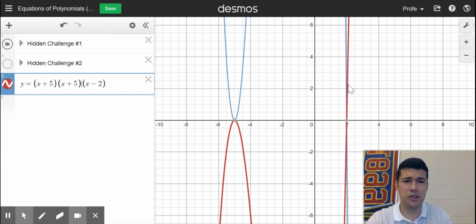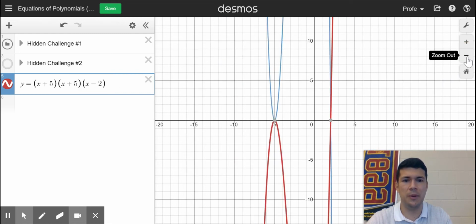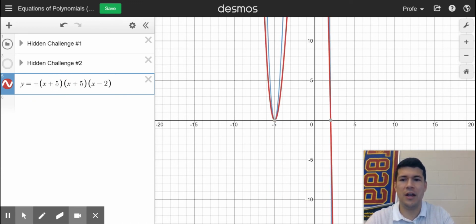You notice your cubic function is sort of pointing in the wrong direction. Its end behavior is backwards. The left end goes down to negative infinity. The right end is going up to positive infinity. And I can zoom out a little bit. So we're going to experiment a little bit with a negative. And if I put a negative, now I'm really approaching what this function actually looks like.